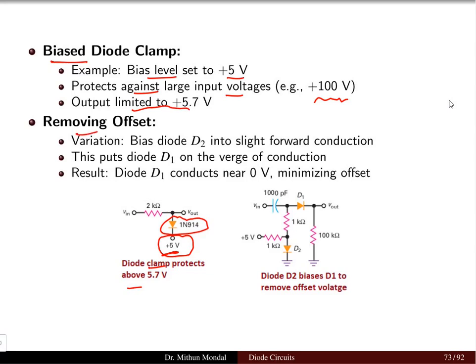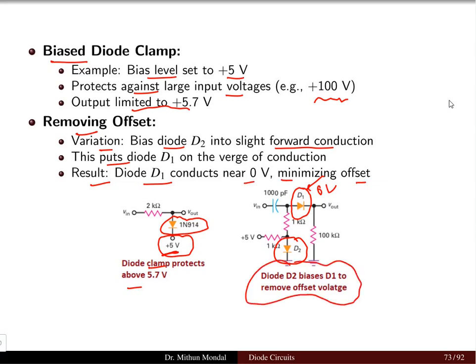If we want to remove the offset, there is a variation where diode D2 is connected and provides the bias into the slight forward conduction zone. This puts diode D1, which is connected here, on the verge of conduction. So the result is diode D1 will conduct near 0 volt. There will be no offset, it will minimize the offset, and conduction will be at 0 volt. So diode D2 has now biased D1 to remove any type of offset voltage.